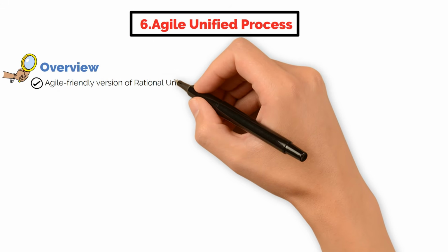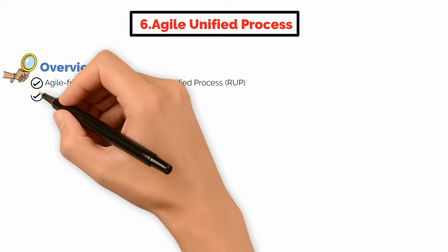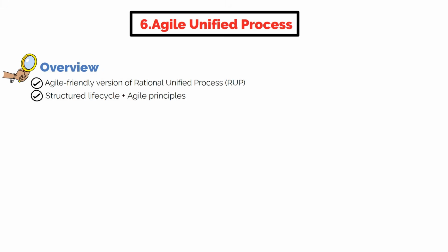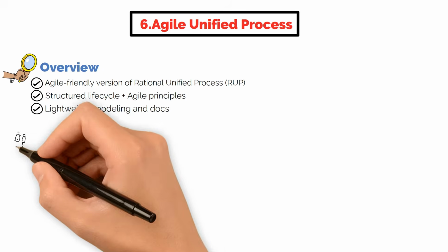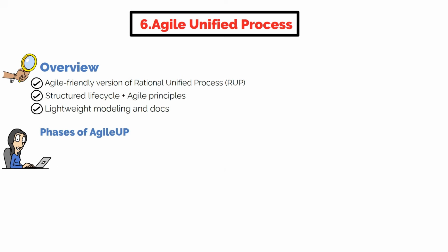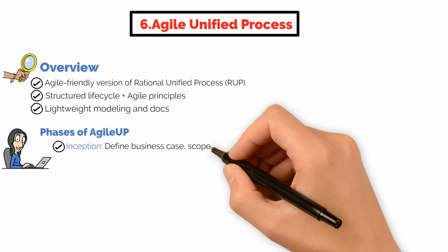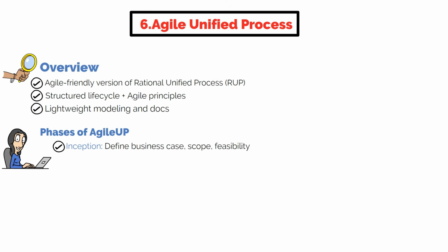6. Agile Unified Process. Agile Unified Process, or AgileUP, adapts the Rational Unified Process to be agile-friendly. It keeps a structured life cycle but applies agile principles throughout. Phases of AgileUP include: 1. Inception involves defining business case, scope, and feasibility.